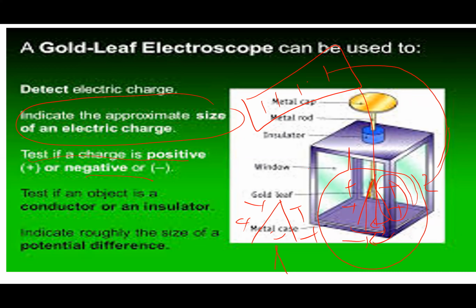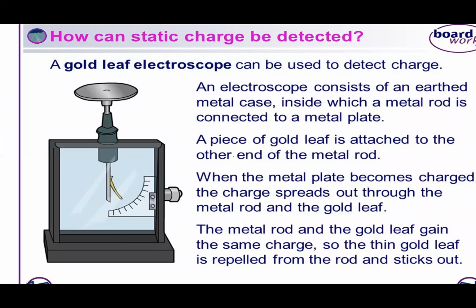And if the deflection increases, the body which is brought near to the brass metal cap will have the same charge which is present on the leaves. So if you charge the electroscope positively and you bring a body with the same charge, the divergence increases. But if it has opposite charge, the divergence decreases.